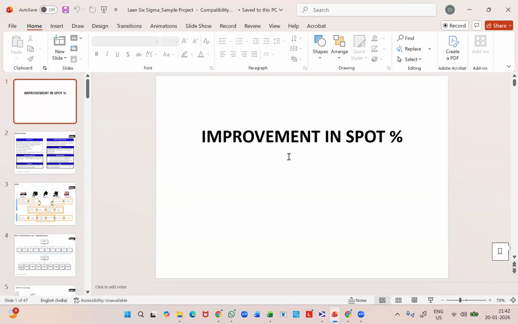So this is a Greenbelt project which was carried out in the F&A process, finance and accounts process. It says improvement in spot percentage. The spot, the full form is supplier paid on time, right? Spot percentage, the full form is supplier paid on time percentage.